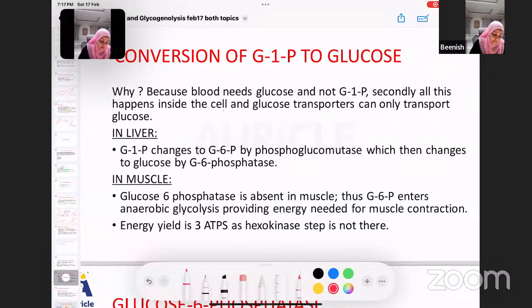And secondly, all this happens inside the cell, and glucose transporters can only transport glucose. I discussed this in glycolysis also, that this is trapping of glucose. When you attach phosphate to glucose, it is trapped inside the cell, and you do not have transporters for glucose 1-phosphate. You have transporters for glucose. So how do you take that glucose 1-phosphate out of the cell? That is also one reason why you need to convert glucose 1-phosphate to glucose. Glucose 1-phosphate as such cannot move out of the cell because you do not have transporters for it, and it is too polar to move through the lipid layer.